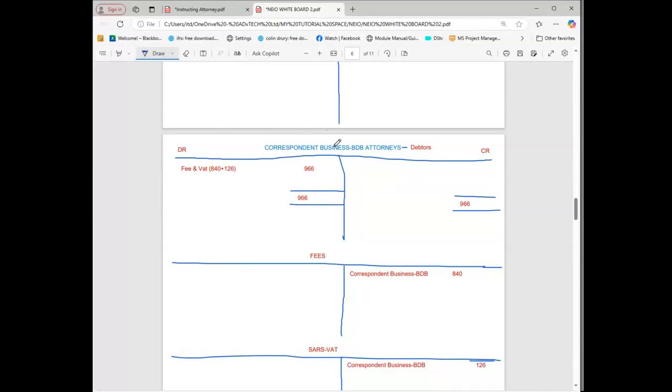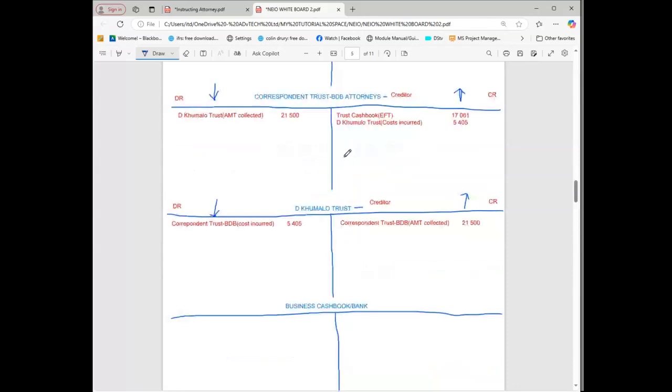So we know that the transfer will take place between the correspondent business and the correspondent trust. Are you with me? So we need to check here. Which side is the biggest between this and that? If you check here, we've got 2,500 here, and in this account we have 215. The debit side is smaller. The credit total side is bigger. The total on the credit side is 22,466.